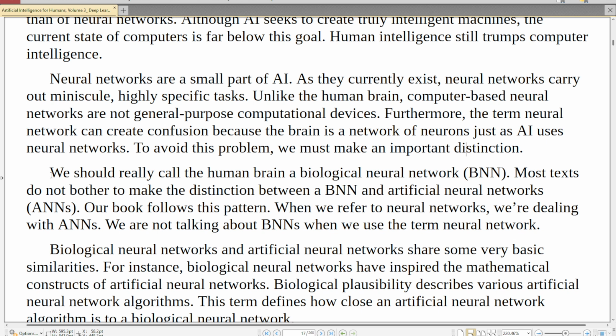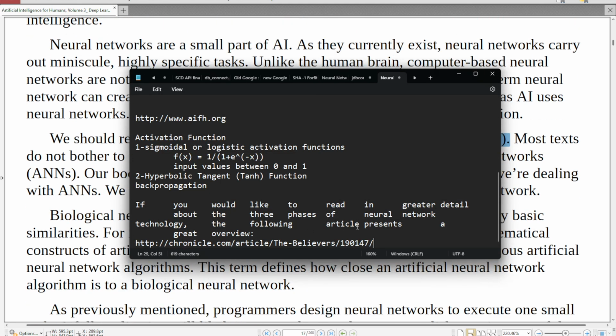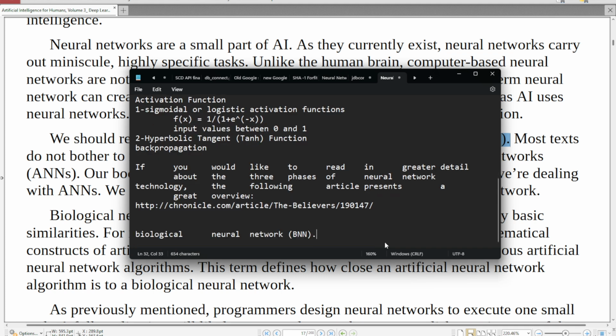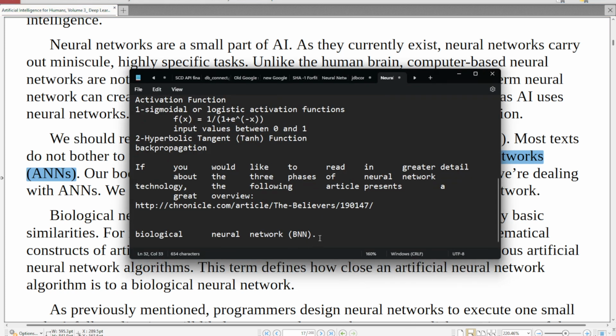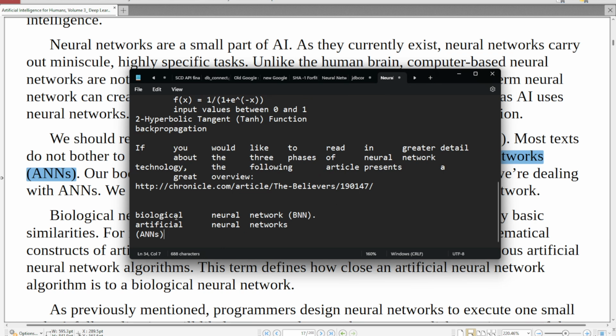We should really call the human brain a biological neural network, BNN. It's a keyword, so I'll save this here. Further, most texts do not bother to make a distinction between BNN and artificial neural network, ANN. So it's an artificial neural network.